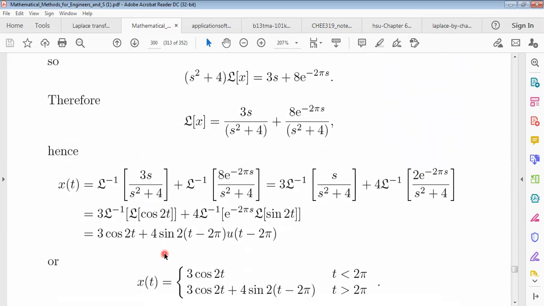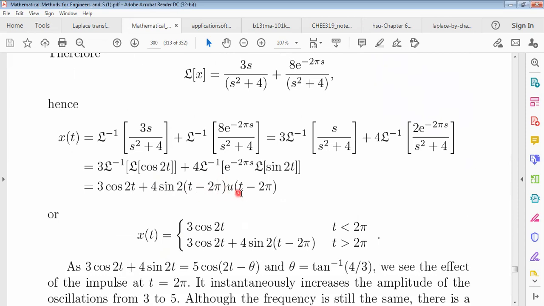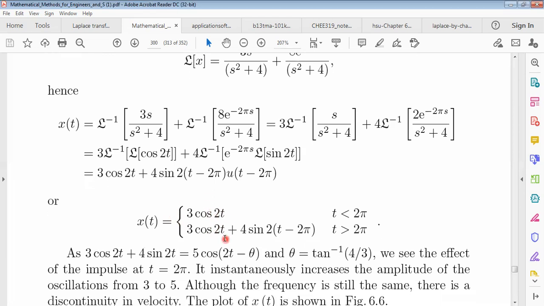So t minus t naught means t minus twice pi, and u(t minus t naught), t minus twice pi, same properties. So this x(t) can be represented as 3 cos twice t when t is less than twice pi, and when t is greater than twice pi, the second term comes in as well. Because if t is less than twice pi, it is undefined. This is why, depending on t, we get two values of the function x(t).